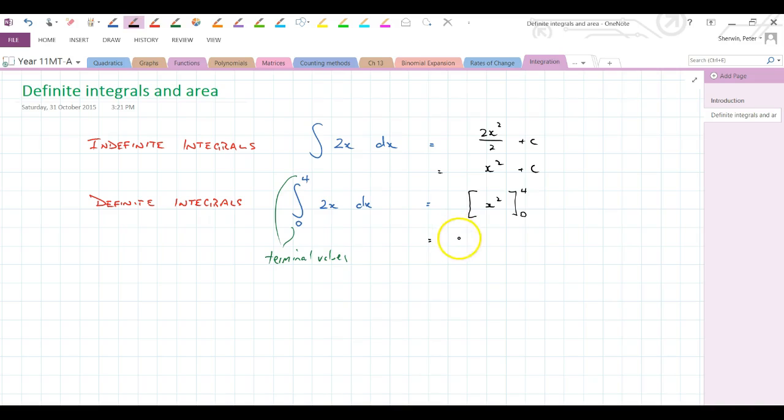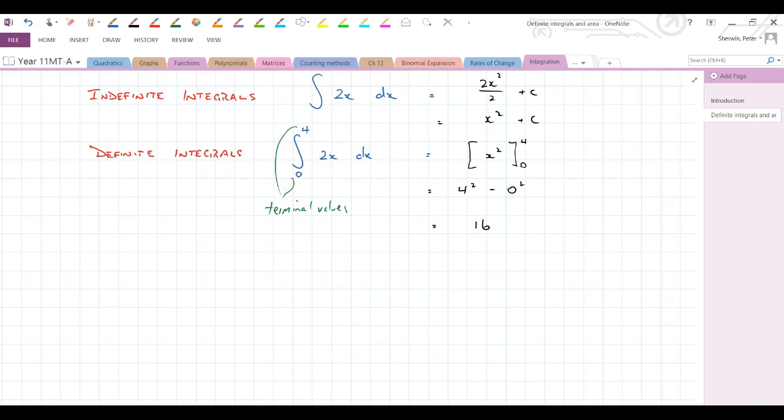So 4 goes in here, so I'm now going to take 4 squared and I'm going to subtract 0 squared. And so the value of my integration, my definite integral, is 16 minus 0, or just 16. Okay, definite integral comes up with a numerical answer. Okay, let's take a look now at how this definite integral relates to area. And I've mentioned before that that's where integration has its greatest application, in calculations of area.